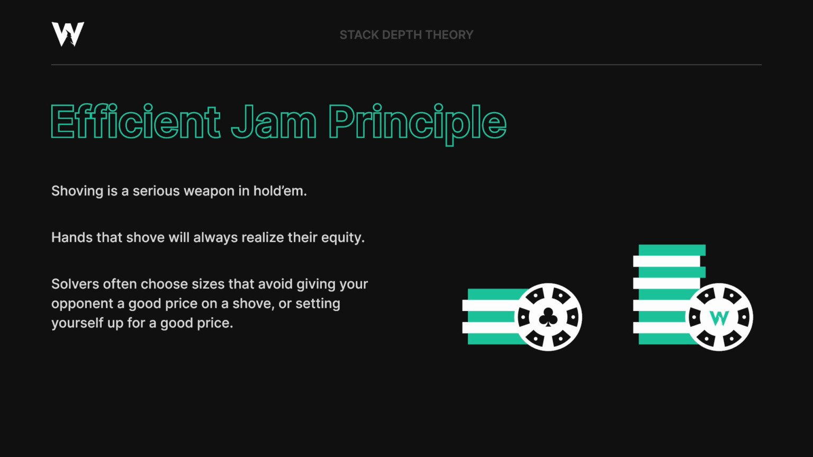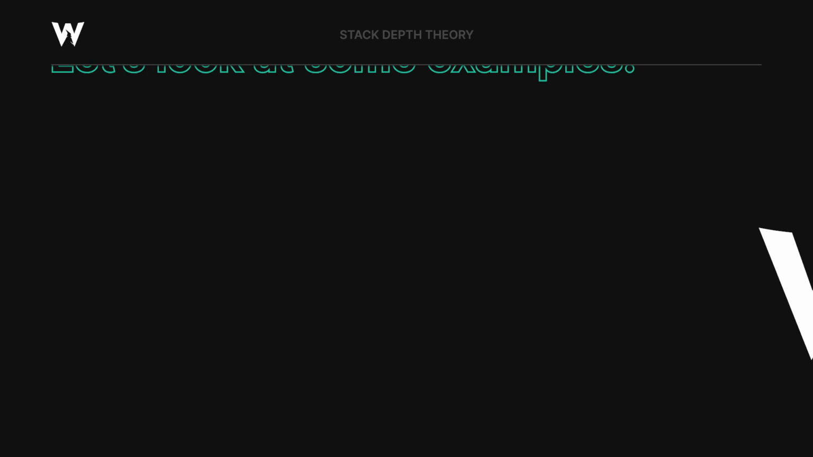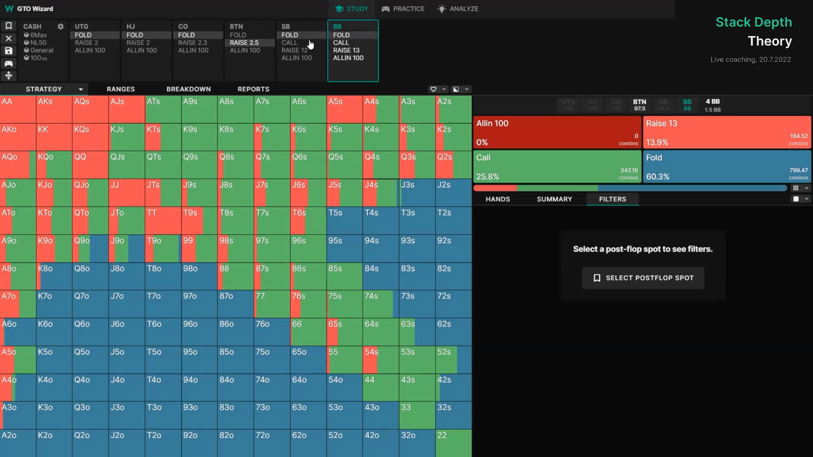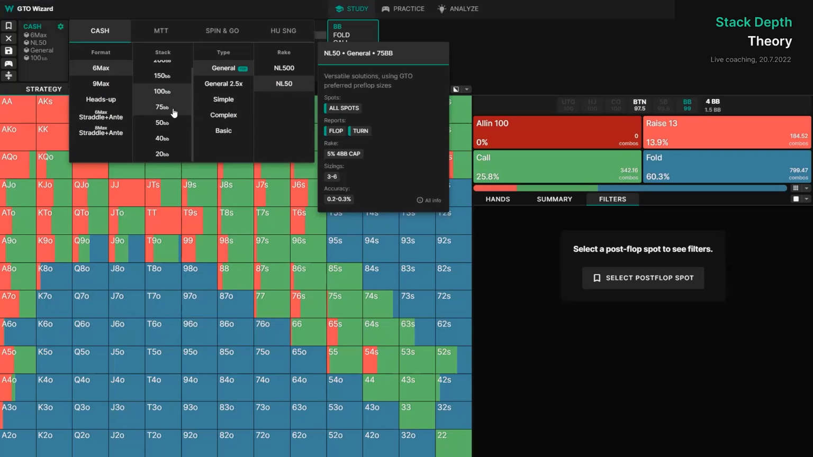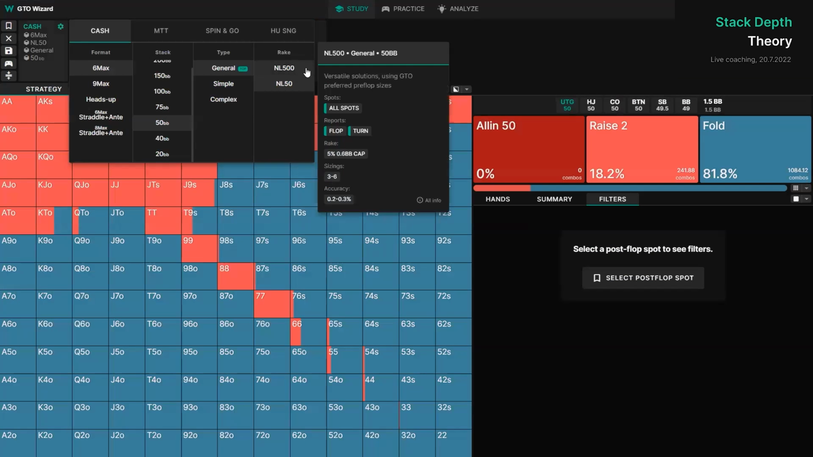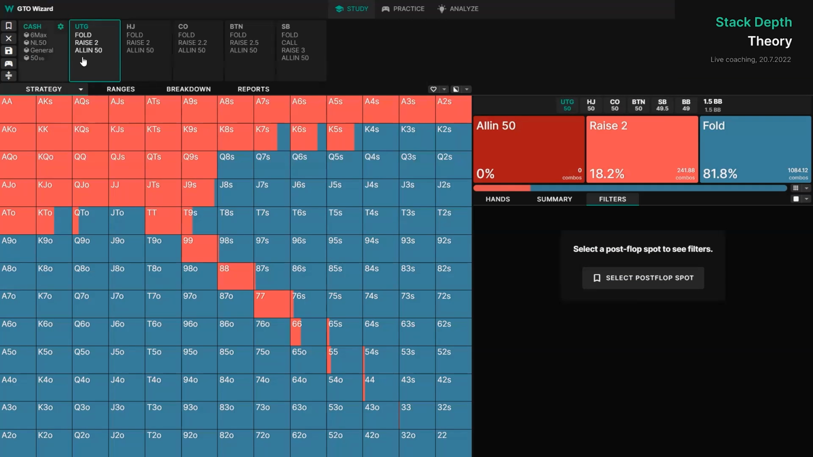So I'm going to show you some examples of the efficient jam principle in action across different formats. And this applies pre and post flop. So we'll take a look at some examples, pre-flop strategies, 3-betting polarity, post-flop comparisons, and so on. So let's go take a look at a few different spots. So let's start with, for example, a 50 big blind cash spot.